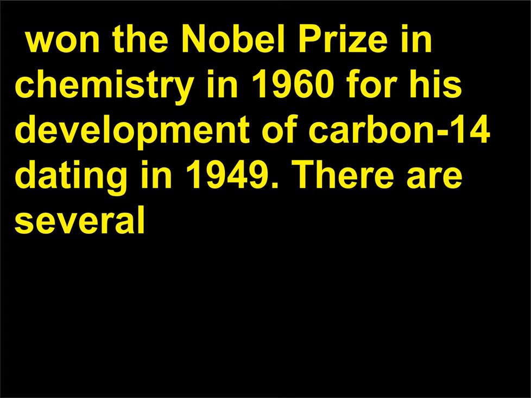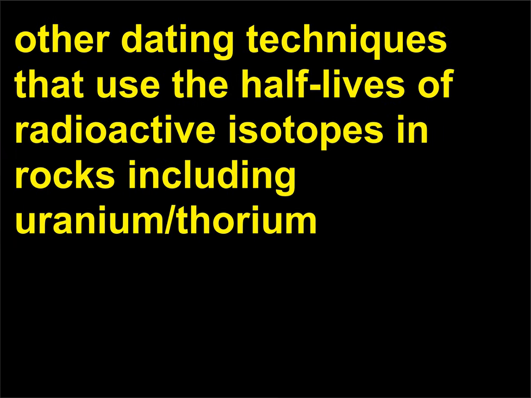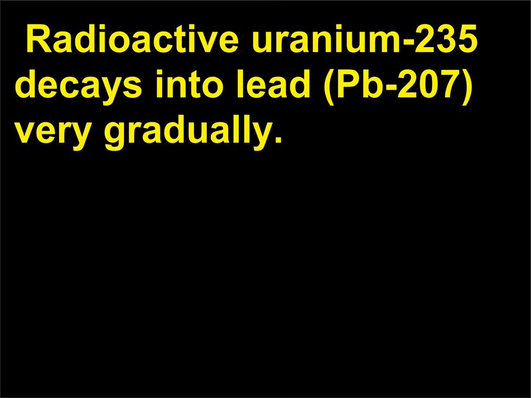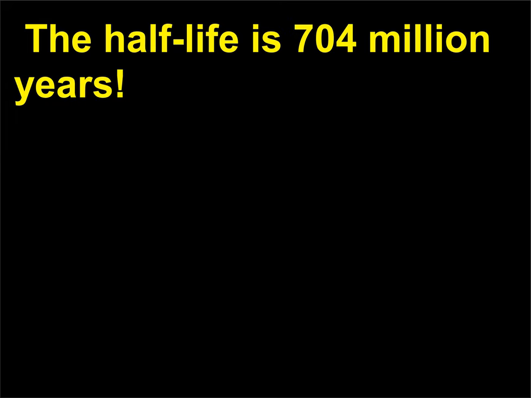There are several other dating techniques that use the half-lives of radioactive isotopes in rocks, including uranium/thorium and rubidium/strontium ratios that extend dating techniques to hundreds of millions of years. Radioactive uranium-235 decays into lead, Pb-207, very gradually. The half-life is 704 million years.